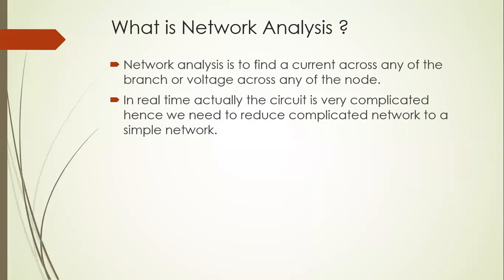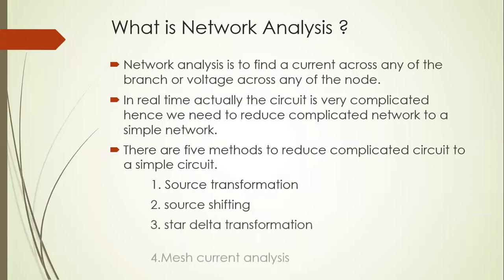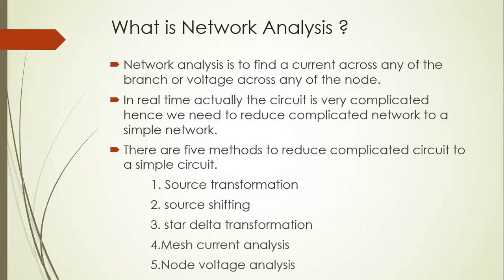Practically speaking, in real time, these networks are very complicated. Hence, we need to reduce the complicated network to a simple network. In this chapter, we are going to study 5 basic methods to reduce the complicated network to a simple network. The first is source transformation, then source shifting, star-delta transformation, mesh current analysis, and node voltage analysis. So firstly, we'll discuss the source transformation.